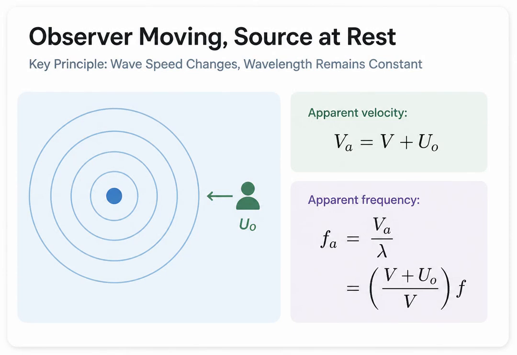Now, let's shift our perspective to case 2, where the source is stationary but the observer is in motion. In this scenario, the physical wavelength of the waves in the medium does not change. Instead, the observer's motion alters the relative velocity of the waves they encounter. When the observer moves toward the source, they intercept wave crests more rapidly, effectively increasing the relative wave speed to v plus vo, which drives up the apparent frequency.